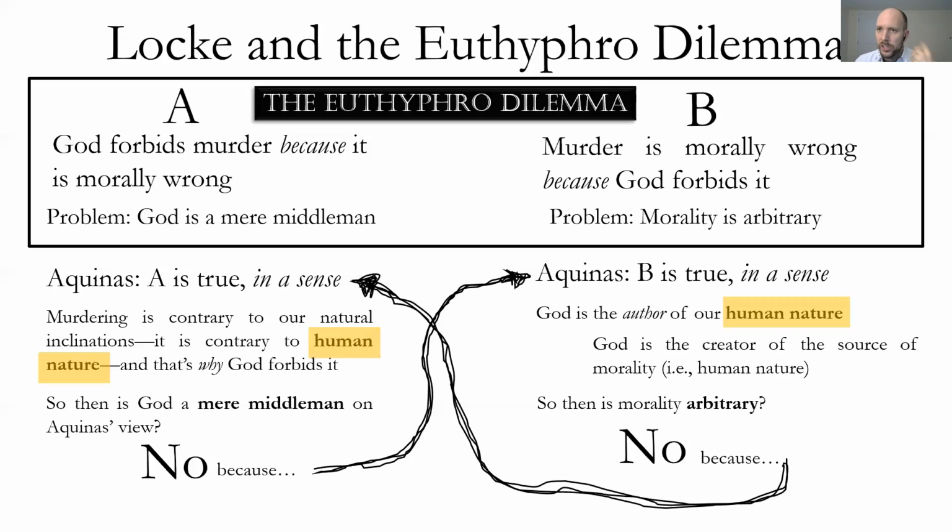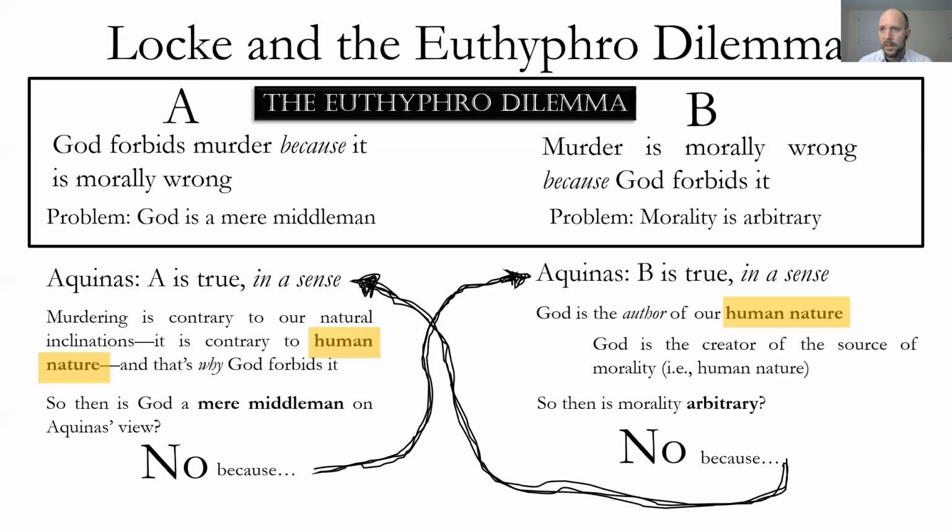Another way of describing Aquinas's response to the Euthyphro dilemma is to say that it hinges on this teleological conception of human beings, on human nature: that human beings have a certain purpose or function. These are the natural inclinations. For a human being to live well, they need to act on those functions or inclinations. They need to perfect their nature. That's what their happiness consists in. And so that's why God gives the commands that God does.